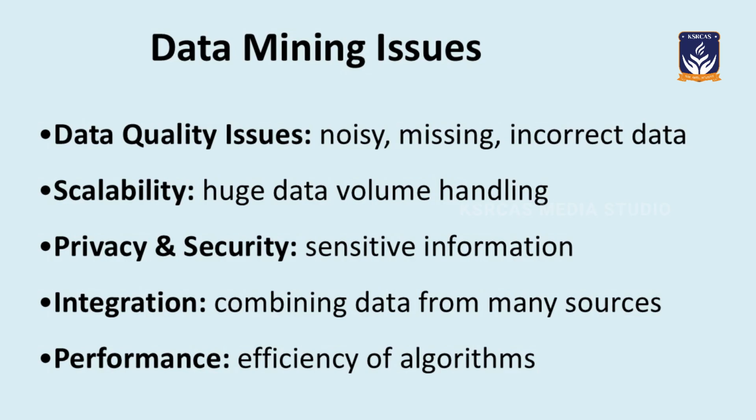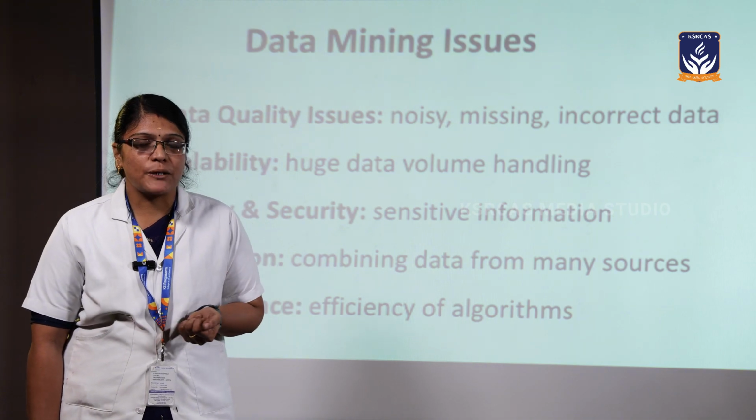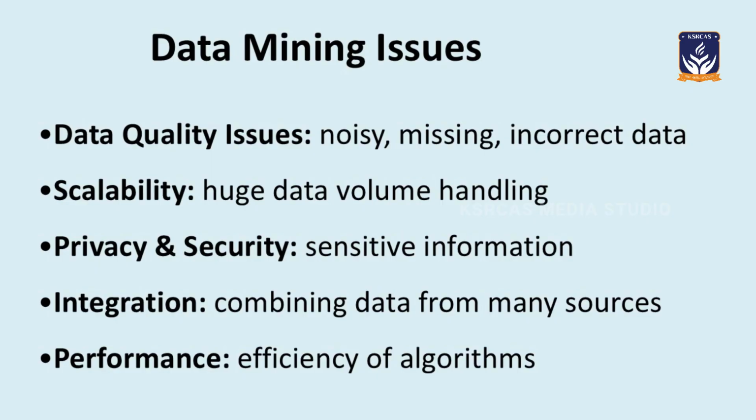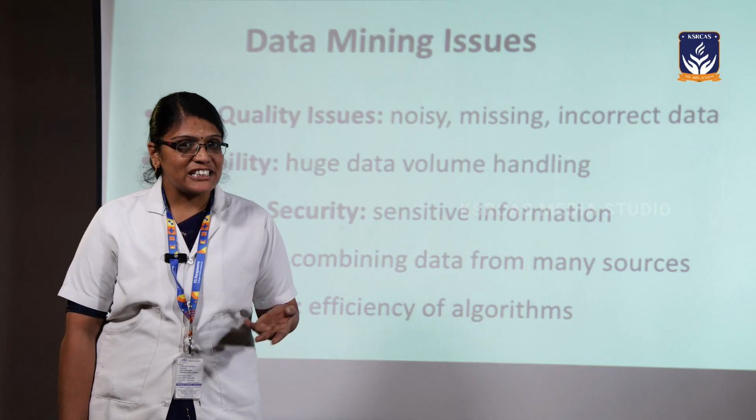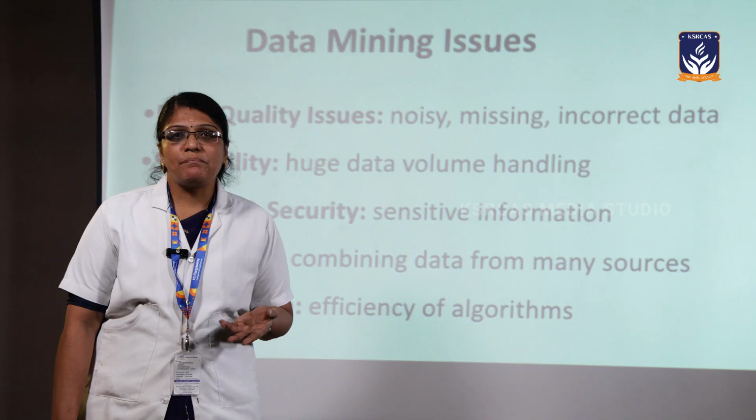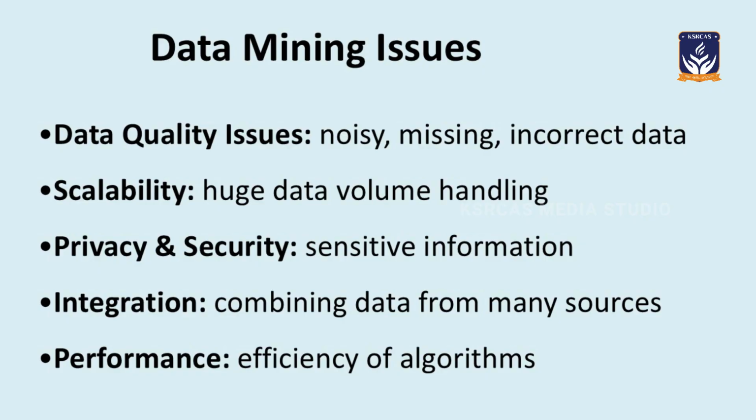The third one is privacy and security. Data mining involves both private and confidential data. It must be protected from misuse. The next one is data integration. Data collected from different sources like Word files, Excel files and sensors is very hard to combine. The last one is performance. Algorithms are too slow and inefficient.